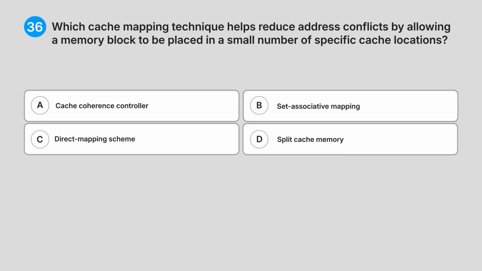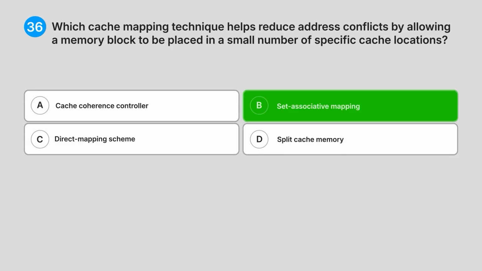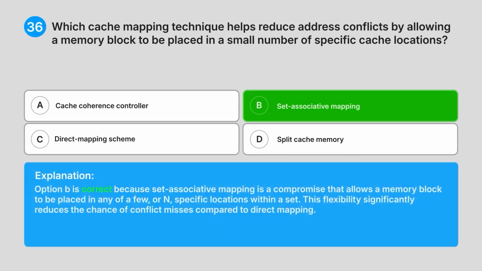Correct answer, B. Set associative mapping. Explanation. Option B is correct because set associative mapping is a compromise that allows a memory block to be placed in any of a few, or n, specific locations within a set. This flexibility significantly reduces the chance of conflict misses compared to direct mapping.